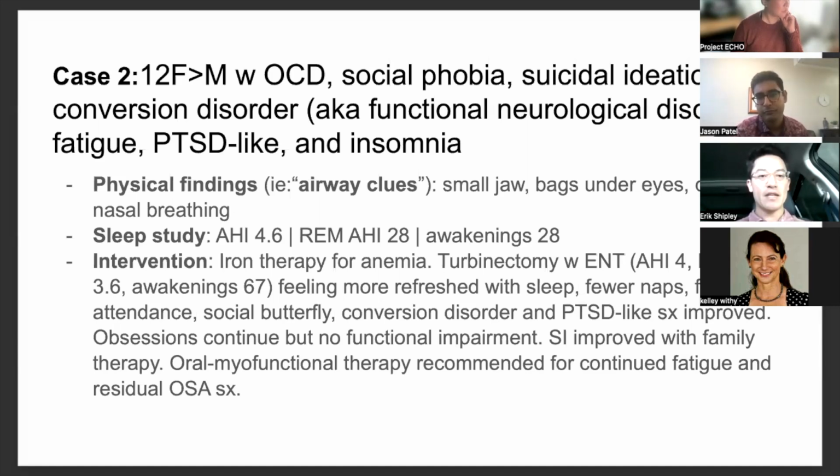Her sleep study showed a 4.6, REM AHI of 28, and 28 awakenings that night. So she had some iron therapy for anemia that was found incidentally, but to the hemoglobin point, right? It's important to make sure that the delivery system in the blood is also up to par, not only the delivery system to the alveoli.